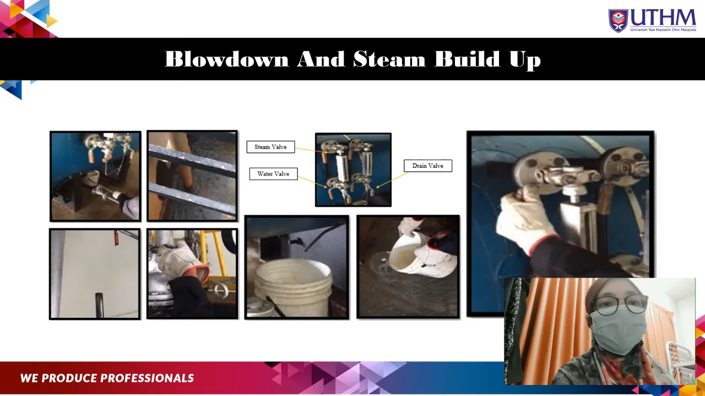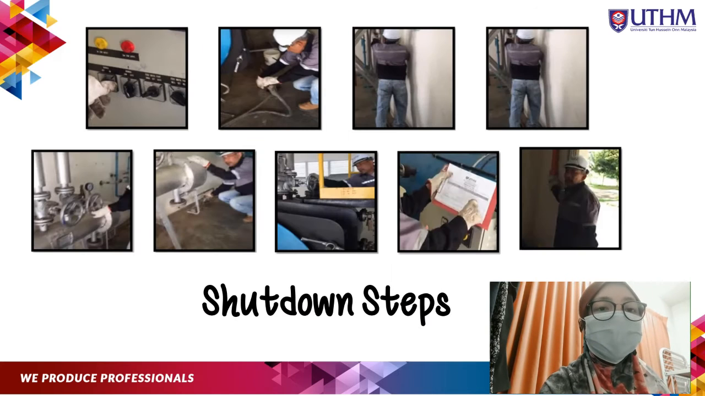Okay, this is blow down and blow up the steam. In this part, we take some specimen to do an experiment in the lab to investigate whether the specimen is good chemically or not. These are the several steps for shutdown of the boiler. After we get the specimen, we do the shutdown of the boiler, and the explanation of each step I already wrote in the report.